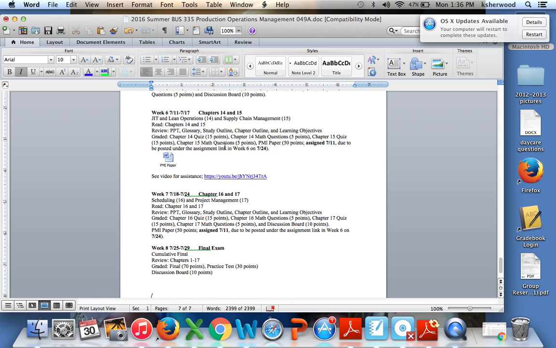The PMI paper and the Six Sigma paper, I want to call out that they follow the exact same structure. So you'll want to set them up the same and run through it the same and have the same line of thought for both. They're set up very similar, and that is assigned on 7/11, but not due till 7/24.